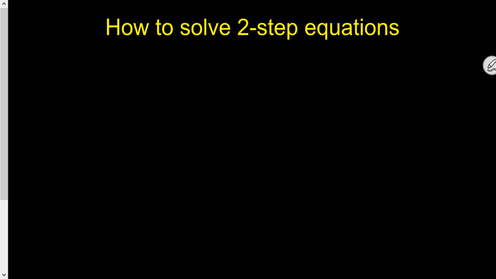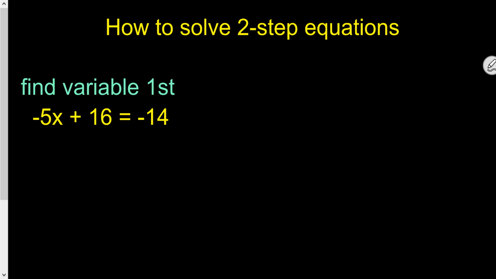Let's take a look at how to solve two-step equations. If you can solve a one-step equation, pretty much this should be the next step of your understanding. We have negative 5x plus 16 equals negative 14, and the first thing you have to do is find the variable. You want to get that variable, that x right there, all by itself.